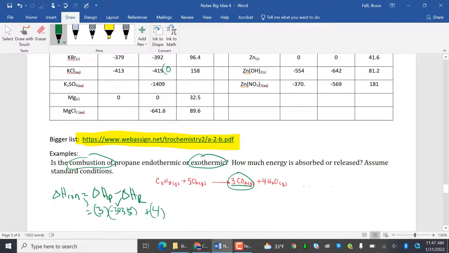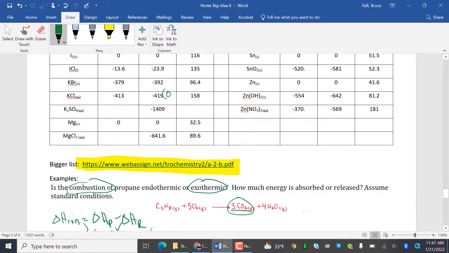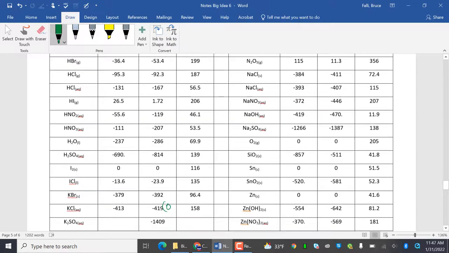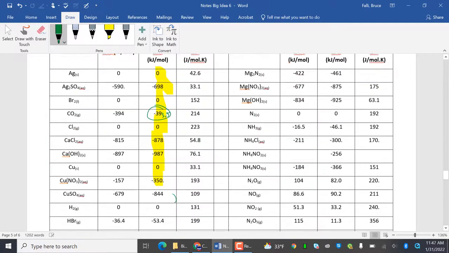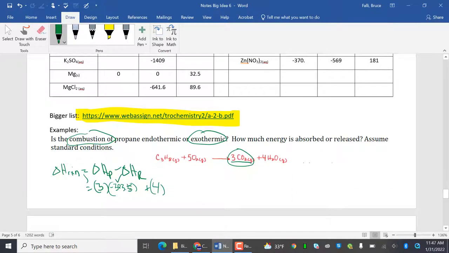H2O, now, oftentimes there's different states of matter on here. So we got H2O right here. I've only got one, so I'll do negative 286. Good, that's the right one. 4 times negative 286.